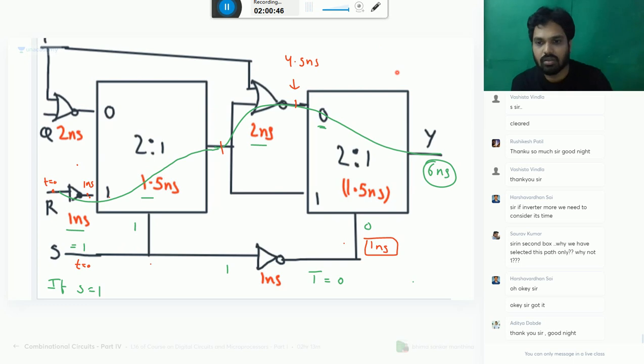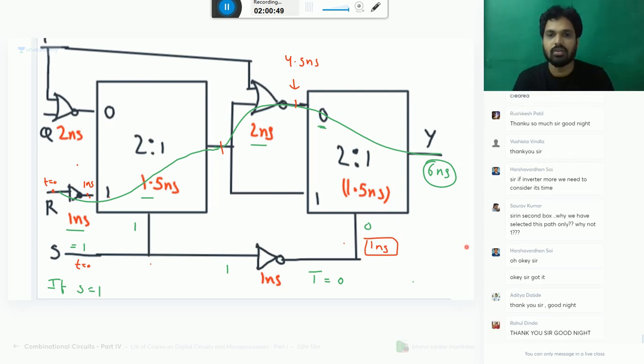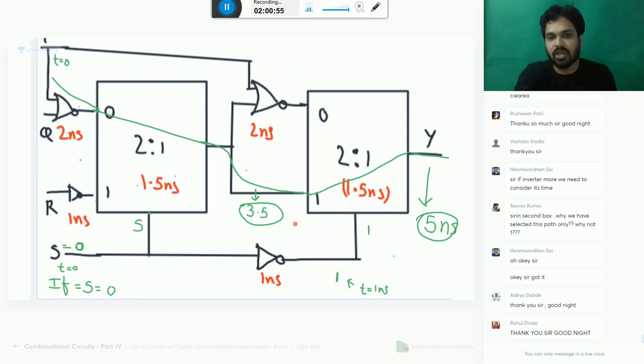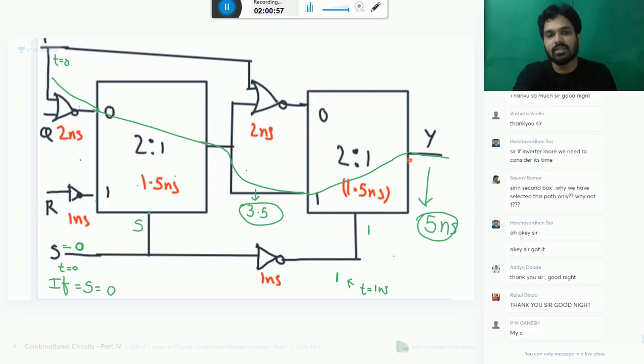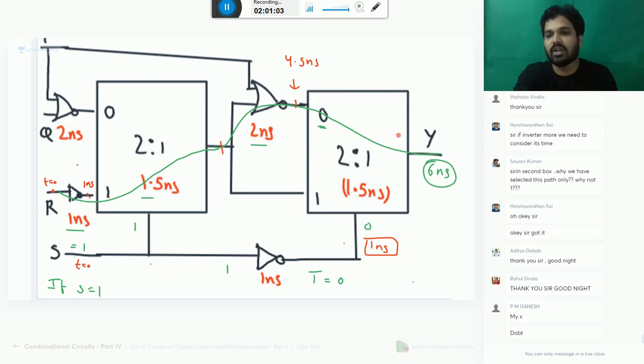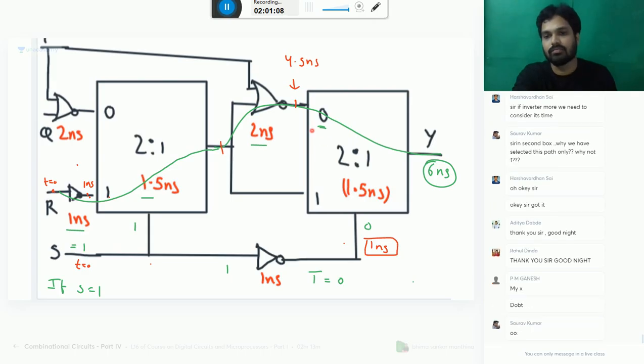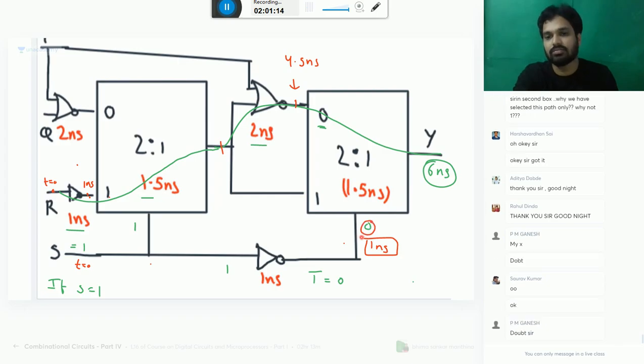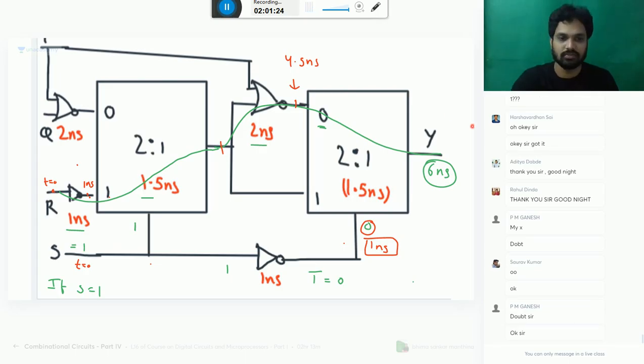Hello, sir. Good night. Saurav, you see, two cases I analyzed. What is the first case? When S is 0, S bar is 1. So this path. Second case, when S is 1, S bar will be 0. So this mux will select any one of them, not both at a time. Now, Saurav. Okay. When this selection input will tell that. Ganesh, I have seen. Let me clear the other doubts, then I will come to you. Don't worry. Is it okay? Fine. Now come to Ganesh.